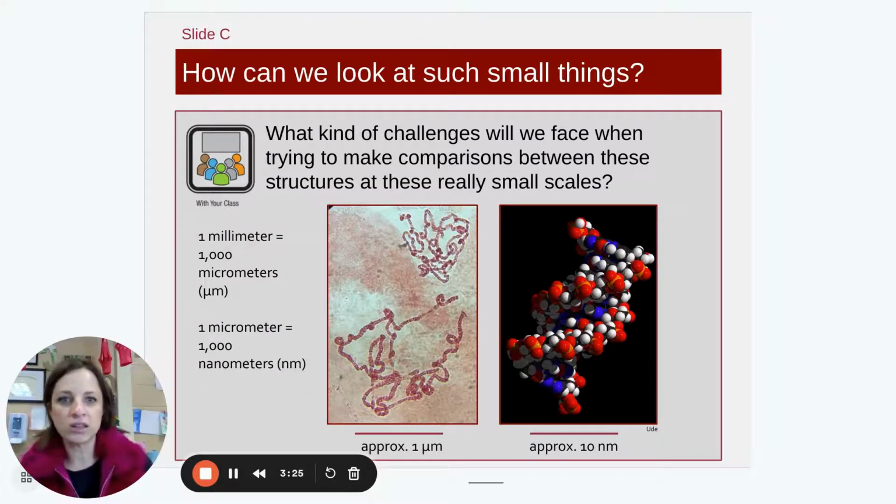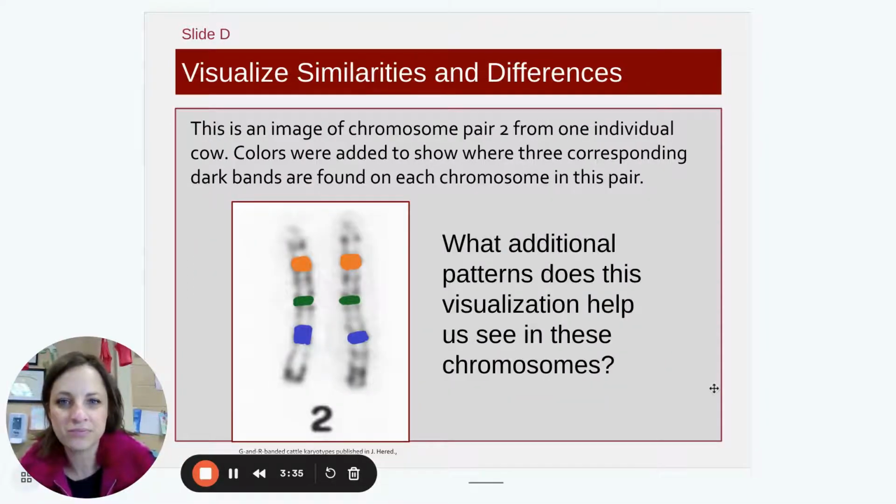Okay, you should have said these are really complicated molecules and they're really small. So comparing them at such detail is complicated for those two reasons. So what we're going to do is we're going to simplify some things.